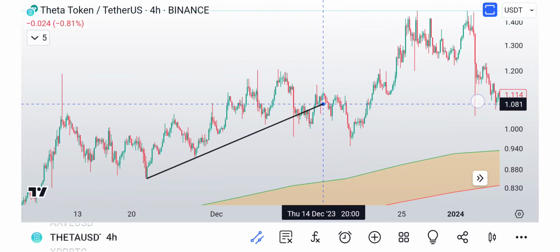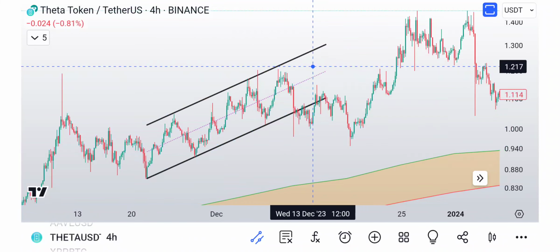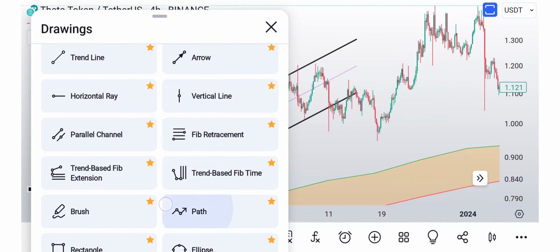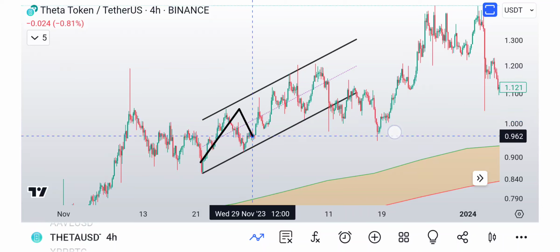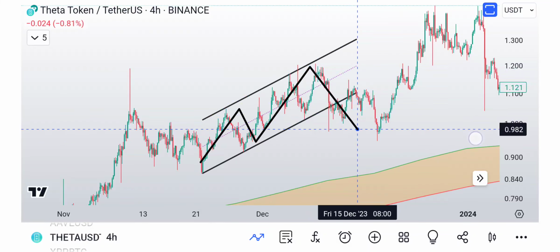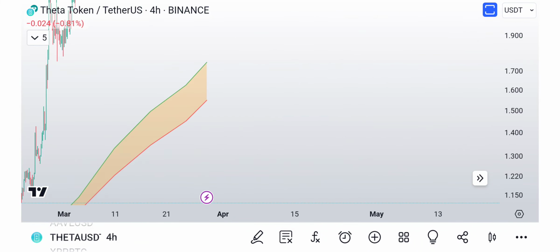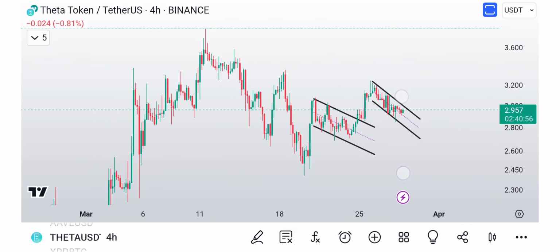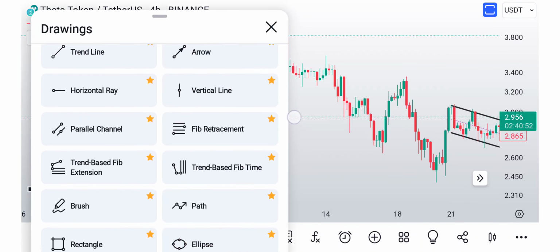If they're ascending, like let's see if we can find one here. So you can see right here, we have this sort of ascending channel, right? And usually when you get these ascending channels, they like to break to the downside, and the same with descending, they like to break to the upside. So it's contrary, right? It's different.